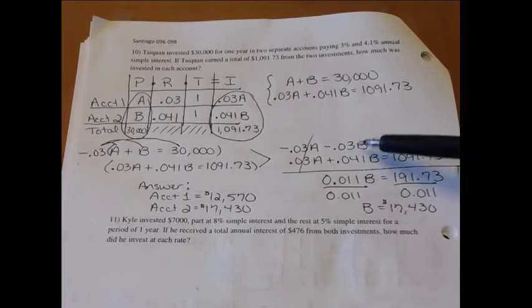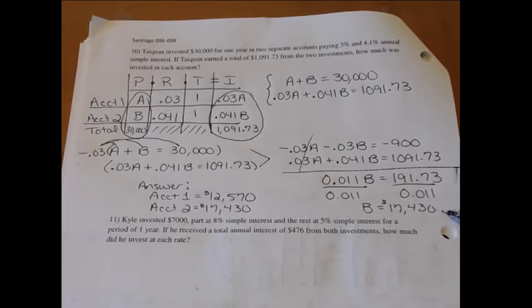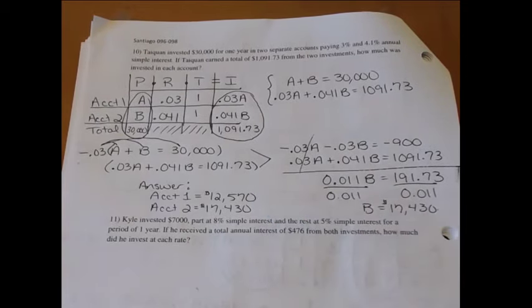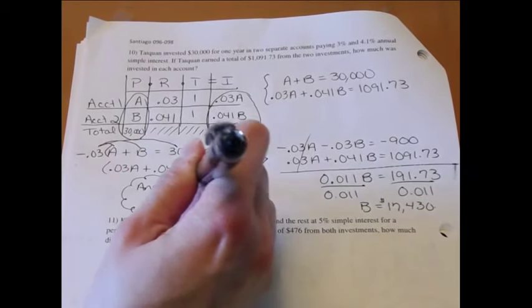When I punch this in, I get 0.011b. When I punch this in, I get 191.73. Divide both sides by 0.011, and we find that in our second account, we invested $17,430. As a reminder, we have $30,000 invested total. So if the second account has $17,430, you want to say what's left over, and what's left over is $12,570. So your answer is here.